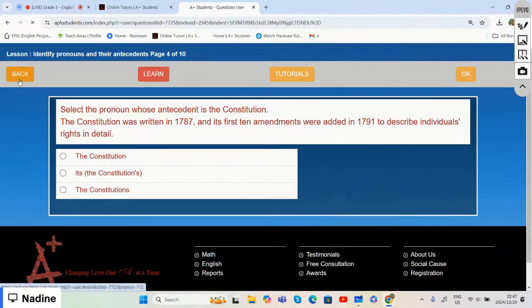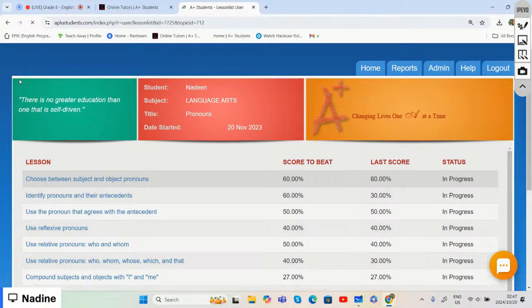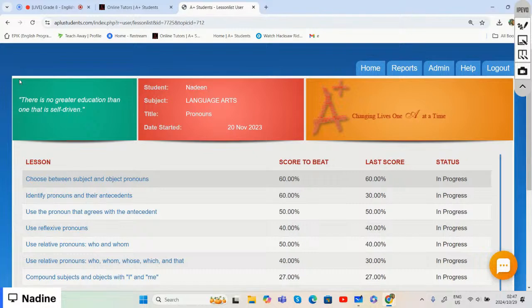Well done. All right, so this is now the end of our lesson on pronouns. We went over pronouns, subject pronouns, and object pronouns. Subject pronouns you'll mainly find at the beginning of the sentence. Object pronouns come after an action verb.